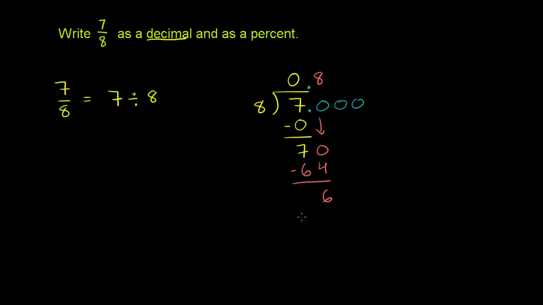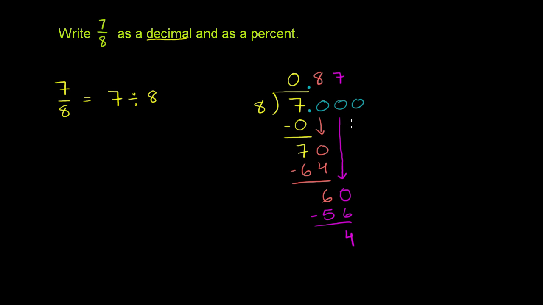Well, you still have a remainder, so let's keep going. Let's bring down another 0. And so you say, how many times does 8 go into 60? Well, 8 times 8 is 64, so that's too big. 8 times 7 is 56, so that'll work. So it goes into it 7 times. 7 times 8 is 56. You subtract. 60 minus 56 is 4.